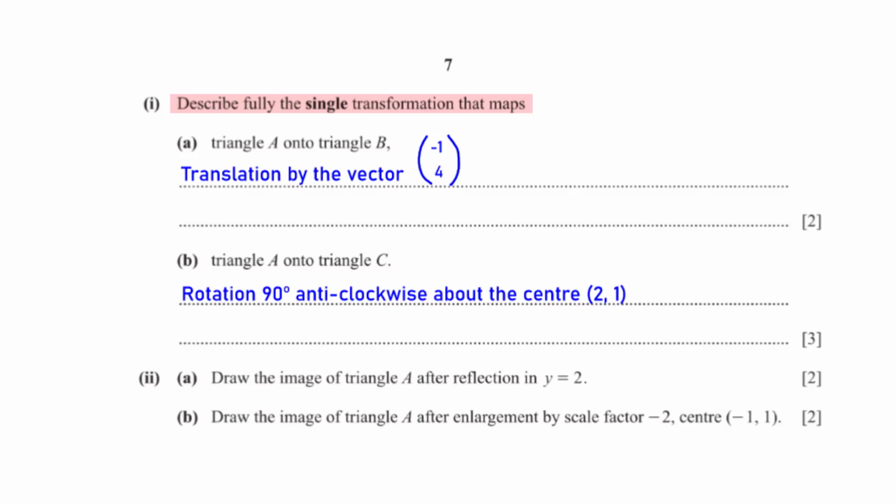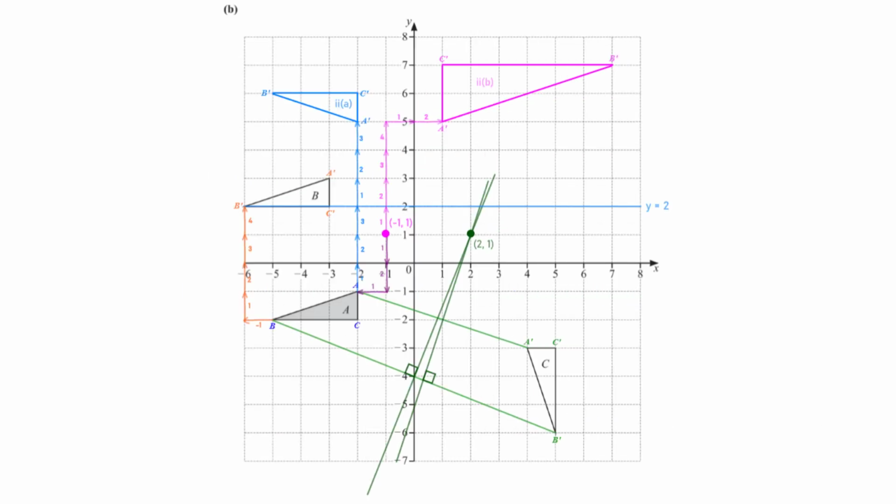Describe fully the single transformation that maps triangle A onto triangle B. When we look at triangle A and its image triangle B, we can tell straight away that this is a translation because both triangles have exactly the same size and orientation. The only difference is that they are located on different parts of the grid. So now all we need to do is to find the translation vector.